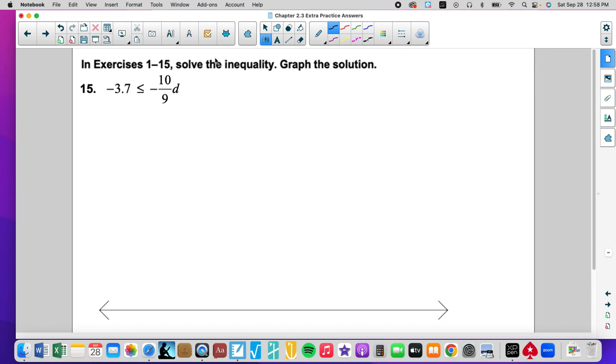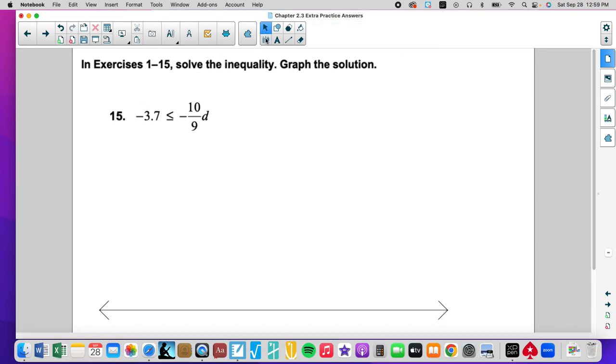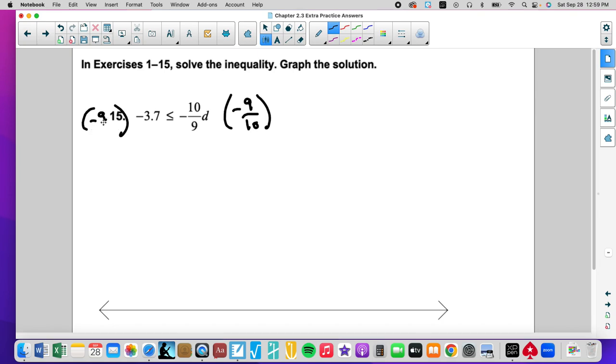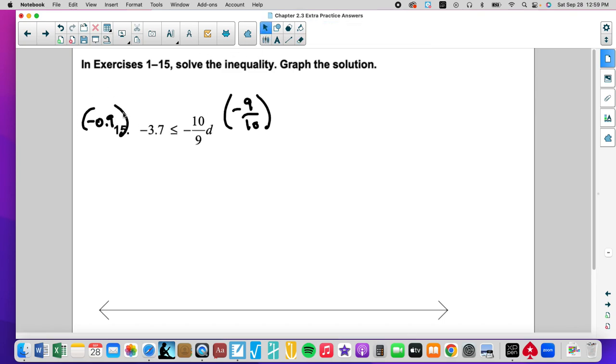Last one of these types of problems. Ooh, we have fractions and decimals. Woohoo! So the reciprocal is -10/9. Now I could divide, or I could change this to a decimal. Oh, sorry. Gentle, easy. Why would I change this to a decimal?